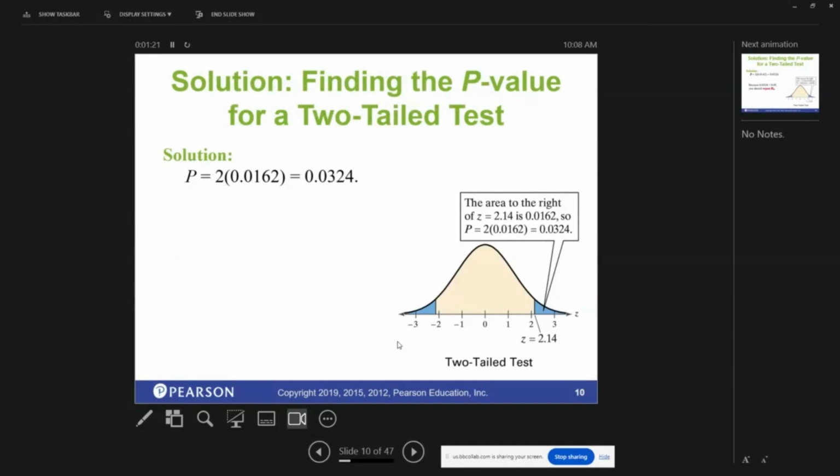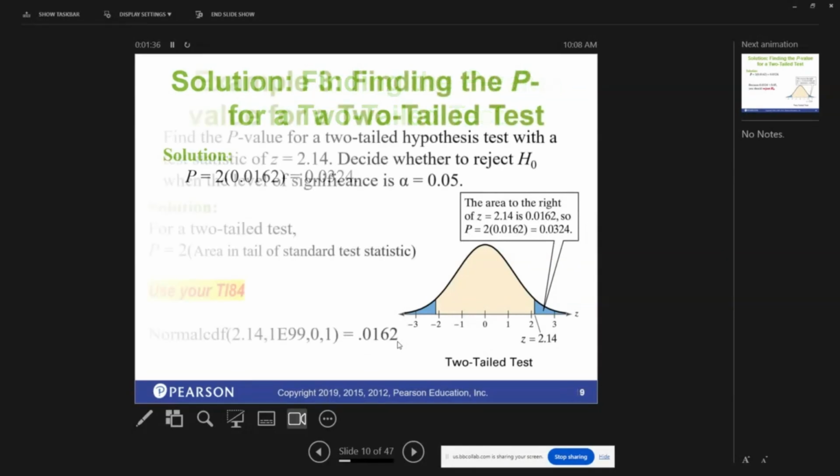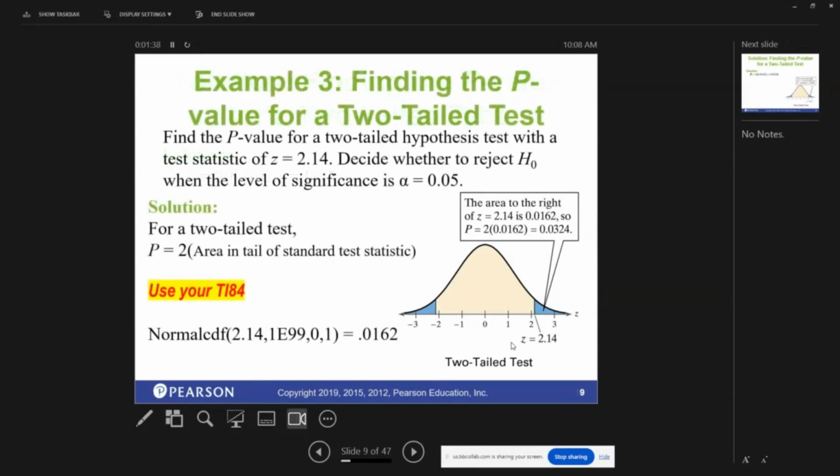So 2 times 0.0162 is 0.0324. And when I compare that to 0.05, it's less than. So when it's less than, then we reject H sub 0. On two-tailed, we put the first number in.